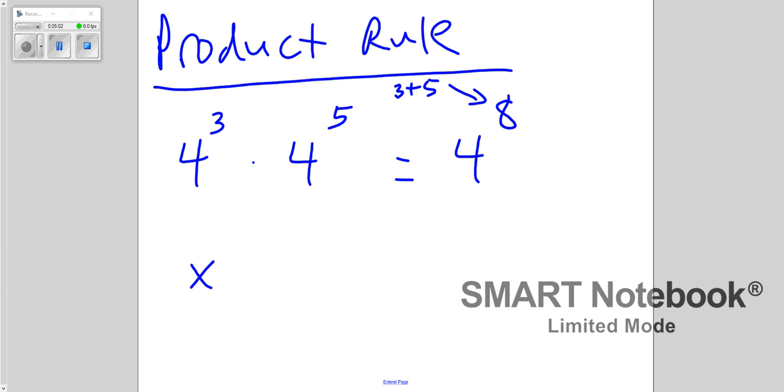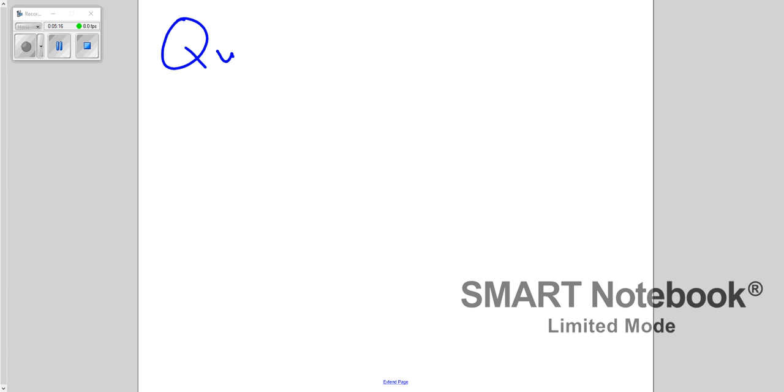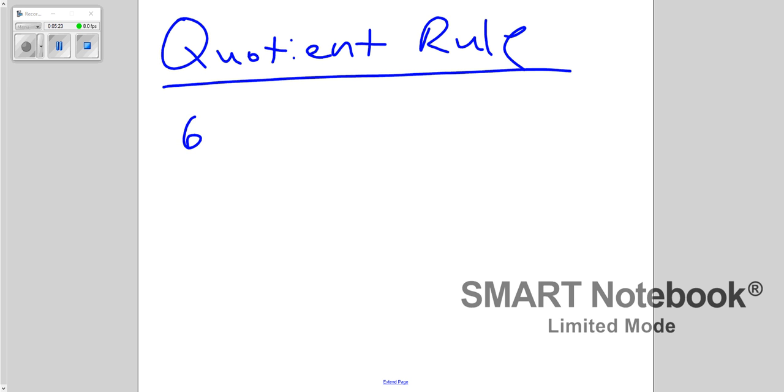So x to the 5th power times x to the 10th power equals x to the 15th power, because 5 plus 10 is 15. So that's the product rule. Then we learned the opposite of that, called the quotient rule. The quotient rule is when we're dealing with division. So for example, 6 to the 8th power divided by 6 to the 5th power. And this time you keep the base and you subtract the exponents. So 8 minus 5 is 3.